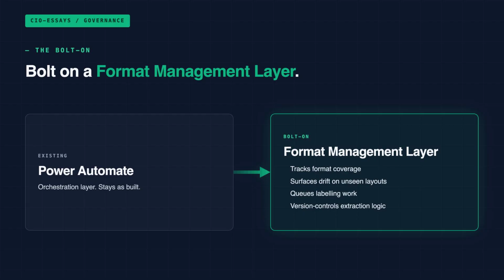What you need on top of Power Automate at this wall is a vendor format management surface that tracks format coverage, surfaces drift, queues labeling work, and version controls the extraction logic. Power Automate stays as the orchestration layer. The format management layer bolts on.